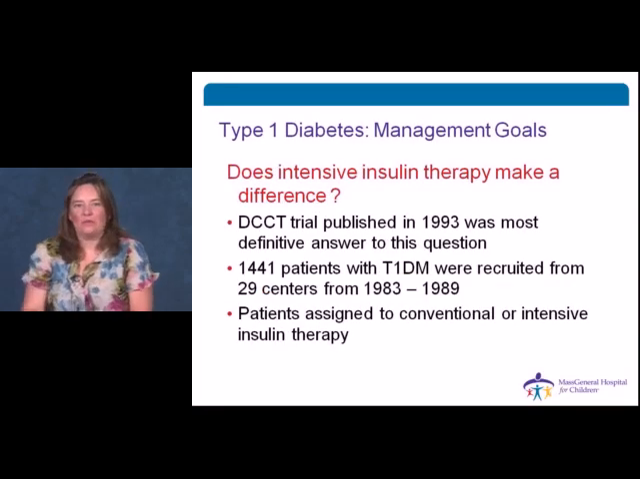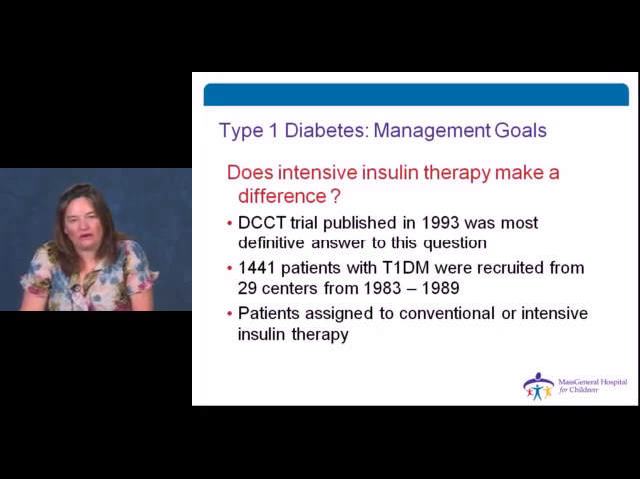So how important is this? The answer is very important. We don't want to let a patient sit at 9 if we can work with them and get their A1C down to 7.5. And the biggest demonstration of this was in the largest, most important trial ever done in type 1 diabetes, which is called the DCCT trial, which stands for the Diabetes Control and Complications Trial. It was published in 1993.